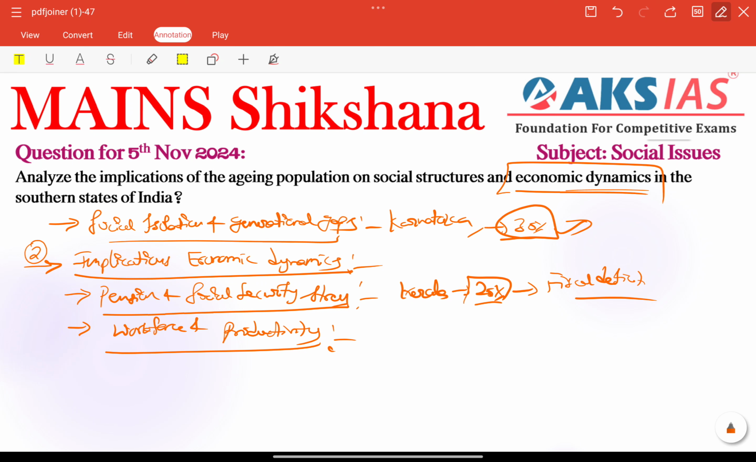Impact on workforce and productivity, that is also a very negative impact regarding the aging population on economic dynamics, right? So here the shrinking working age population could slow down our economic growth. For example, here we can talk about Tamil Nadu experiencing a decline in the labor force especially, right? So that is very important, as the elderly make up a large share of population here, right?